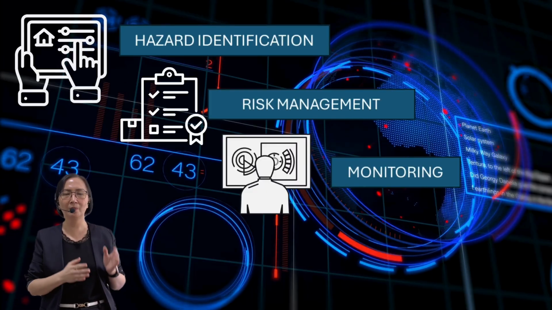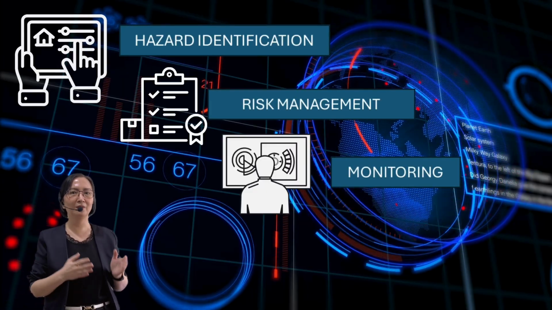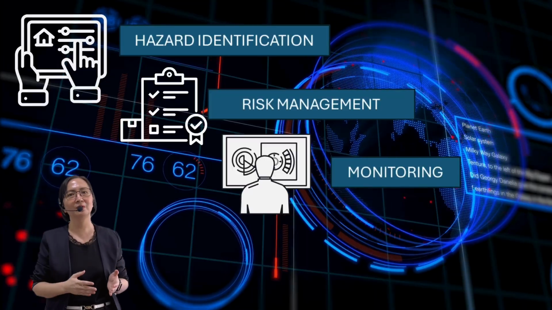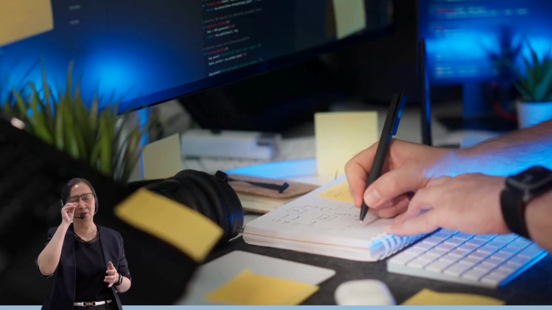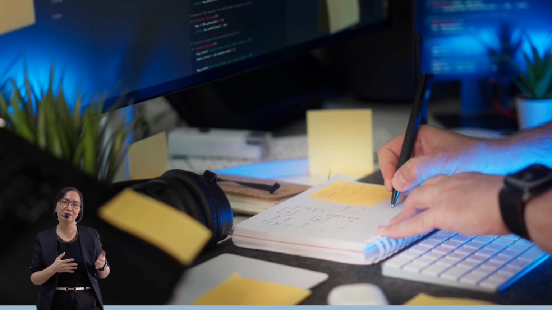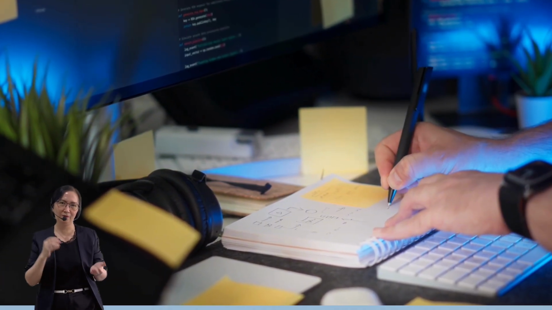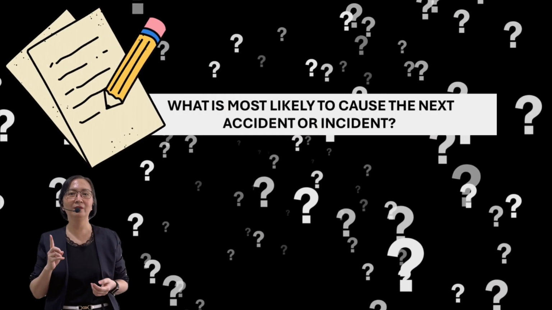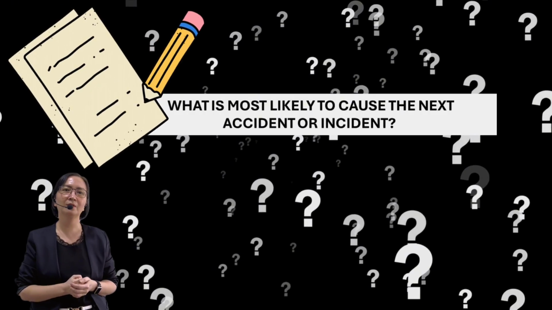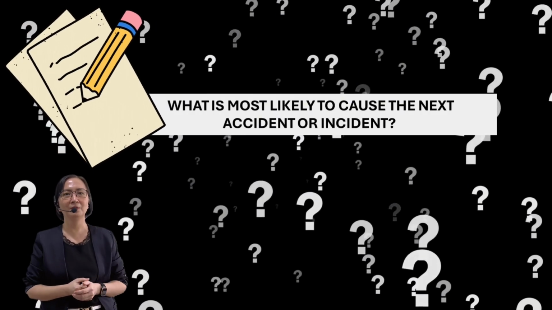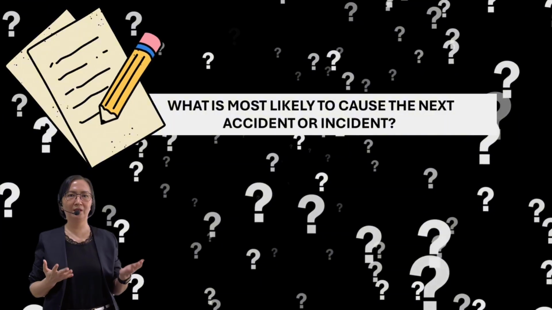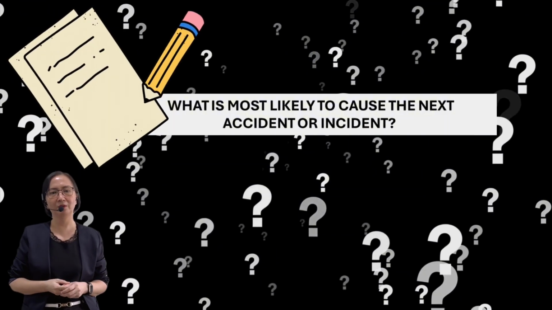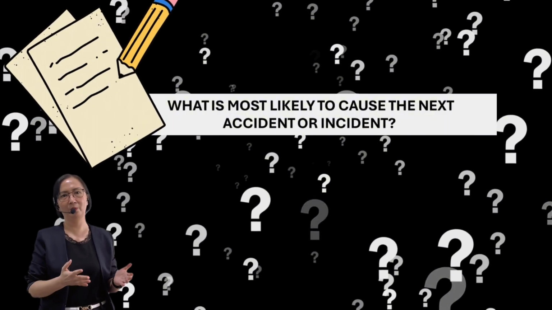Safety requires a continuous process of hazard identification, risk management, and monitoring. Another way to see if the safety management system manages safety in a proactive manner is to ask four simple questions. The first one: what is most likely to cause the next accident or incident? This question is another way of asking, do you know what the most important risks are in your operation?